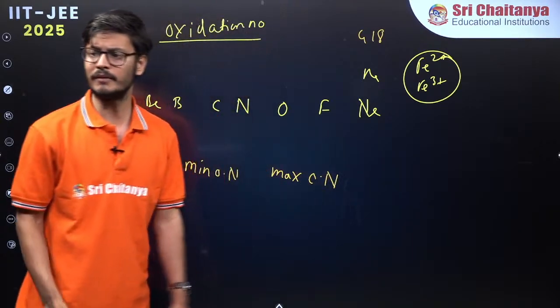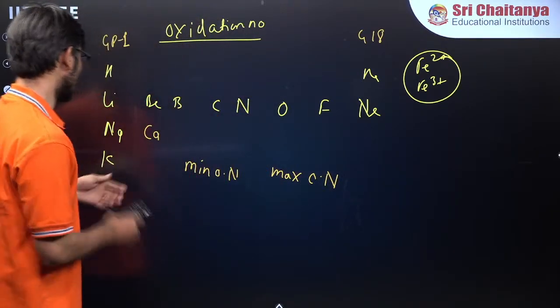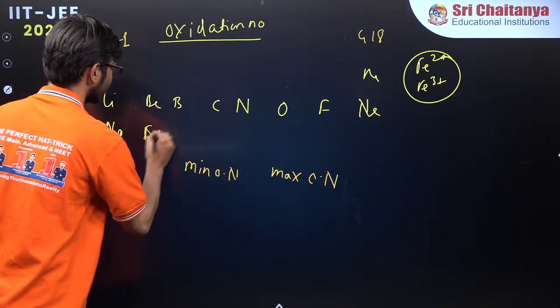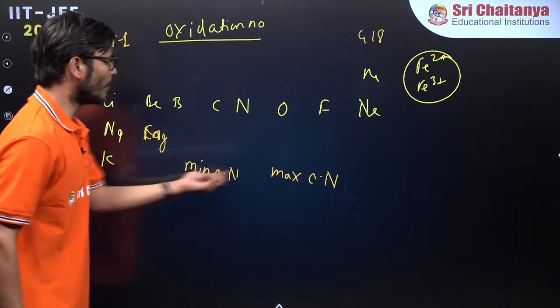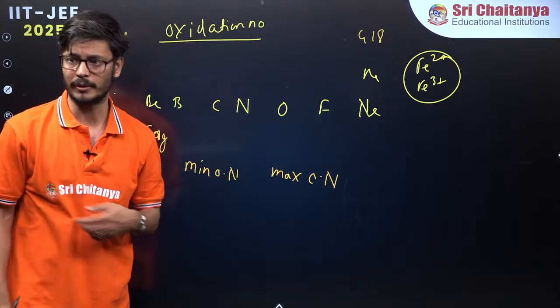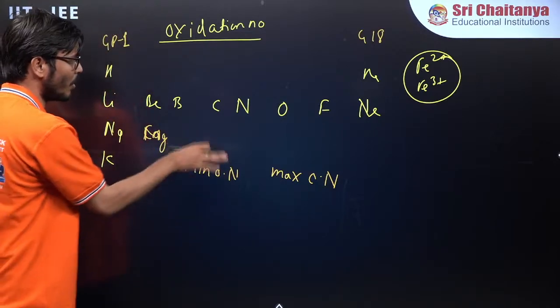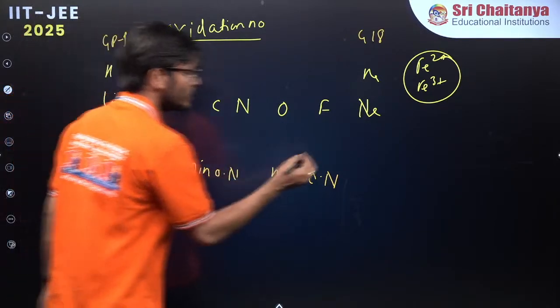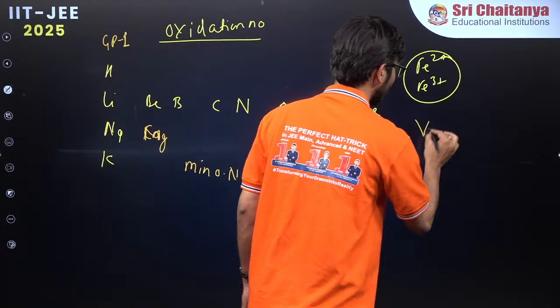ध्यान से सुनना बेटा जी. Listen very carefully. Sodium, magnesium, sorry. So, minimum oxidation number and maximum oxidation number, okay? Now, what is the minimum oxidation number? So, you just find out the valence electron.